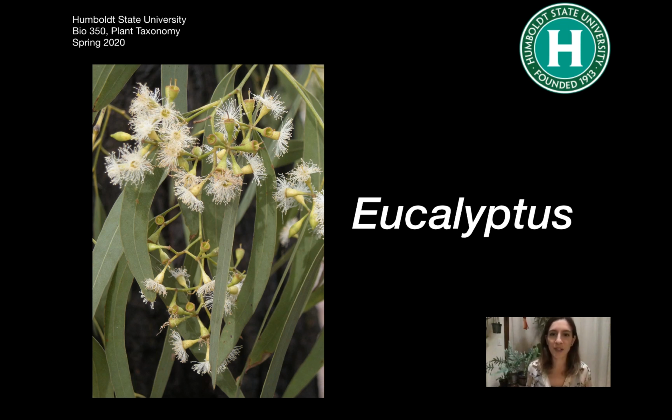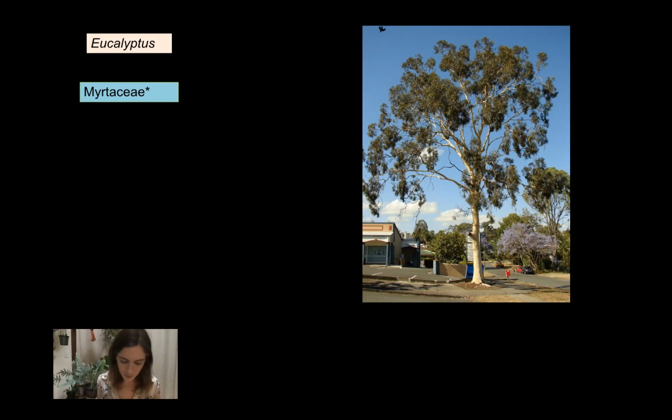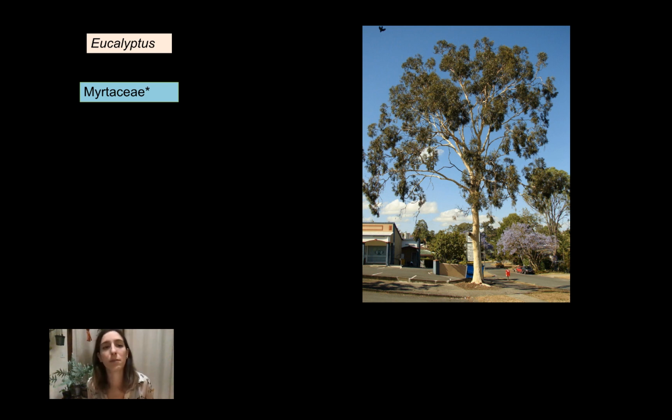Hello, we're here to talk about eucalyptus today. This is one of those rare occasions where the genus name and the common name are the same. Eucalyptus is in the family Myrtaceae. I have an asterisk by the name just because we're not picking up any family characteristics, just genus characteristics.